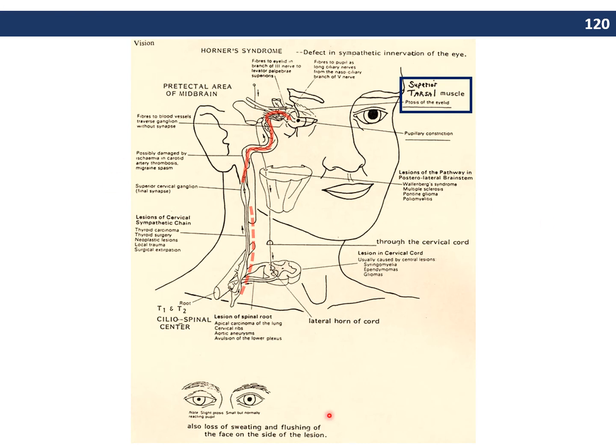And then finally, I want to remind you of Horner's syndrome, right? That was ptosis, anhidrosis, miosis. And we talked about it when we discussed the neck, the sympathetics in the neck. And this image really just highlights that Horner syndrome again for you.